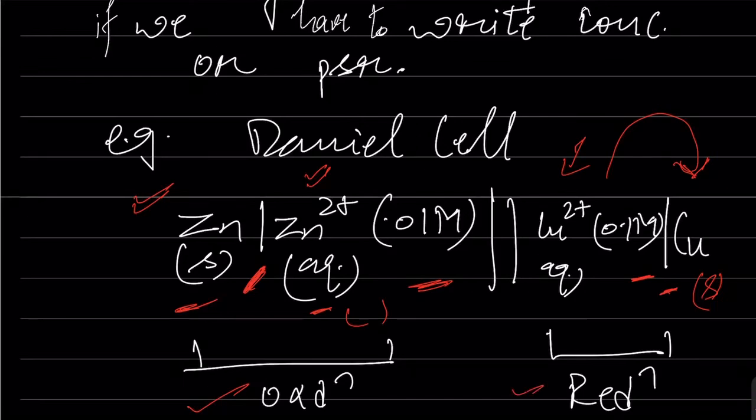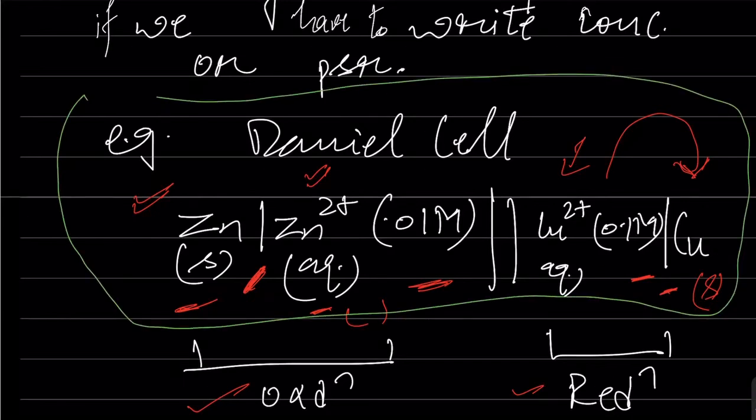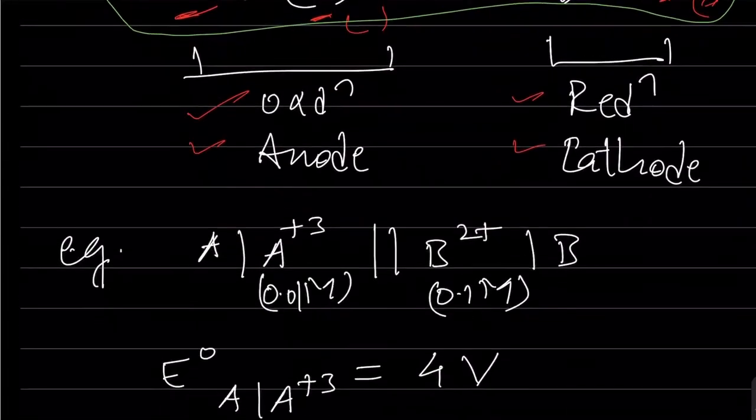So this is the whole cell representation, the battery representation. This complete thing is the battery representation, this one, the Daniel cell. The concentration can be different according to the question. We are taking the example of concentration, but this is the exact representation. We can write the pressure as well. If these are gaseous components, instead of concentration we will be writing partial pressure.